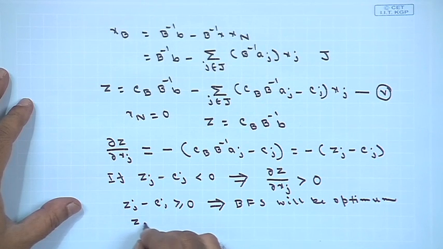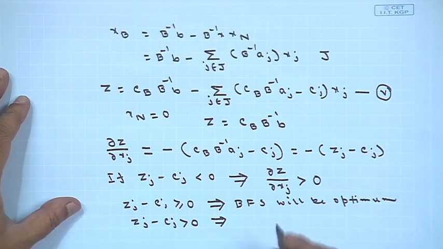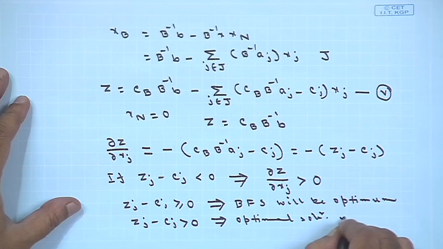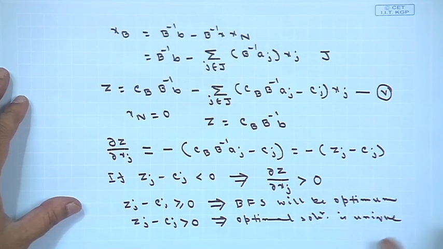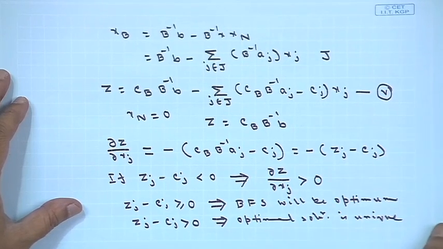Whereas, if z_j minus c_j is greater than 0 for all j, then we say that the optimal solution is unique. Please note this one: the optimal solution is unique. So, there are two cases. One is if z_j minus c_j is greater than or equal to 0, in that case the basic feasible solution will be optimum, and if z_j minus c_j is strictly greater than 0, then the optimum solution is unique.